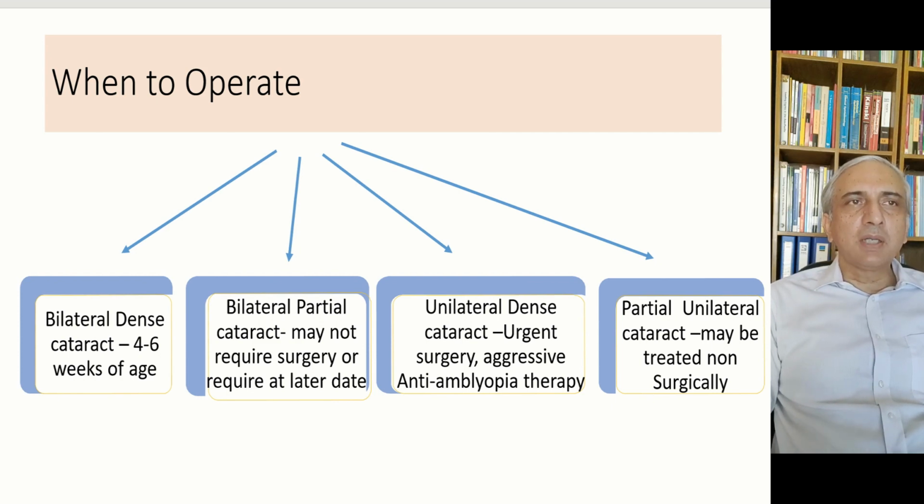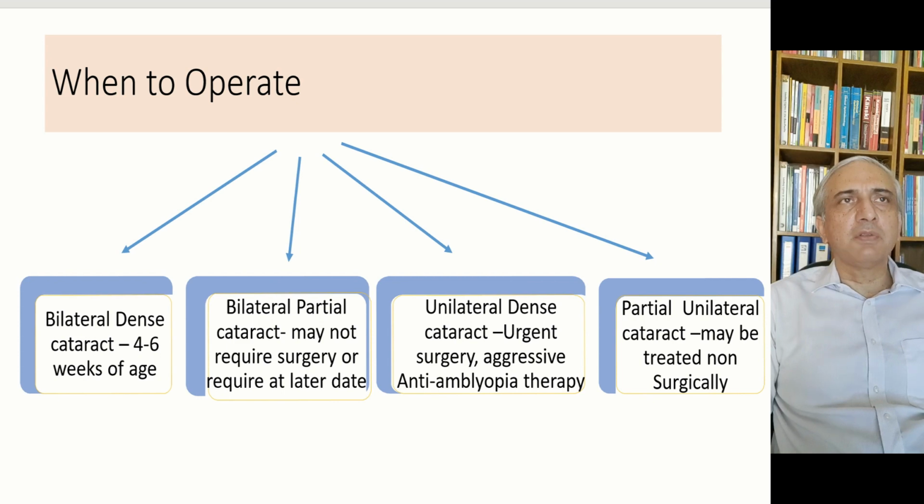In the number 1 category, if you've got bilateral dense cataracts, you must operate within 4 to 6 weeks to get the best visual recovery. If it's bilateral partial, you may not require surgery or require it at a later stage. For unilateral dense cataract, urgent surgery is followed by aggressive anti-amblyopia therapy. And a partial unilateral cataract may be treated non-surgically. So that is the main treatment criteria for these patients.